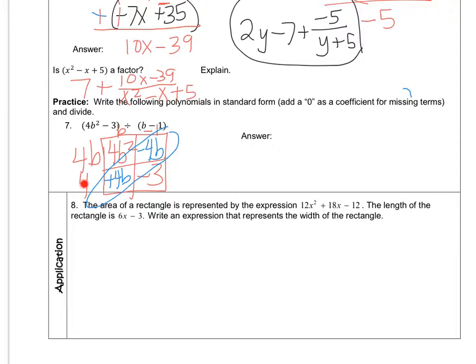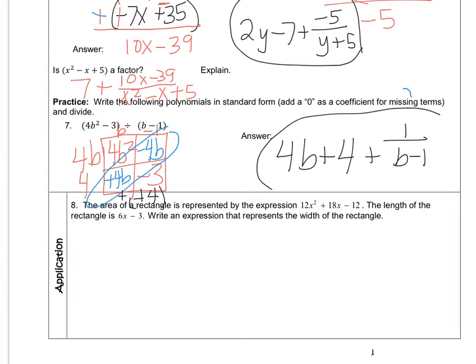And I can look right here and go, ooh, look, 4 times negative 1 is not negative 3. So I multiply it. 4 times negative 1 is negative 4. And I'm going to subtract negative 4, which is the same as adding it. So negative 3 plus 4 is 1. So my answer to this thing is going to be 4b plus 4 plus our remainder of 1 over the divisor, b minus 1. And when they ask, is this a factor? The answer is no, because we had a remainder.